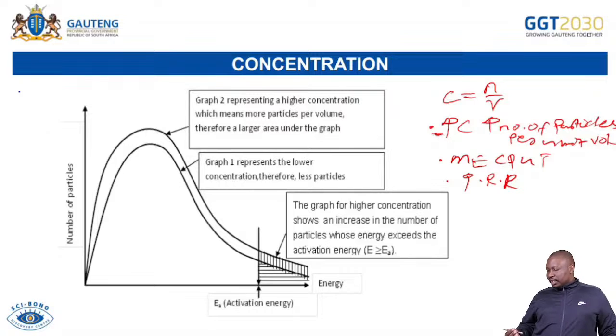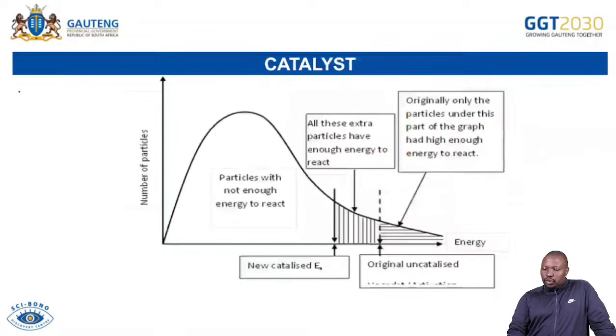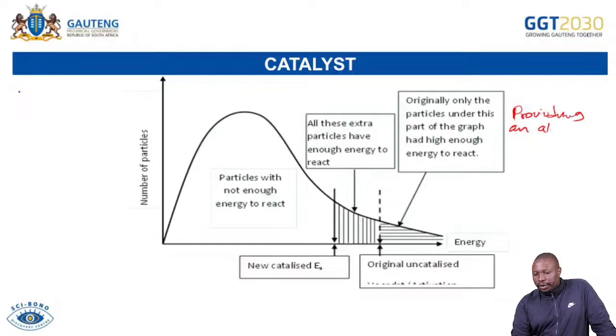The other bullets will remain the same. Now we go to catalyst. When you add a catalyst, what are you doing? You are speeding up the rate of reaction. It means now you are lowering, you are now providing an alternate pathway. So you are giving us another road to move with, providing an alternate road or pathway of lower activation energy. That is bullet number 1.